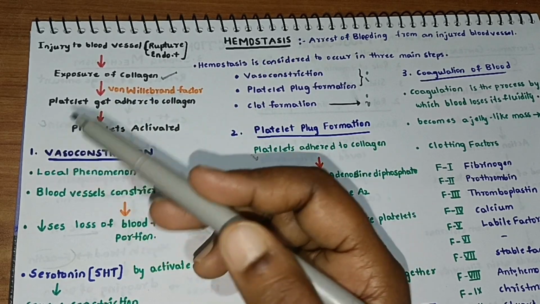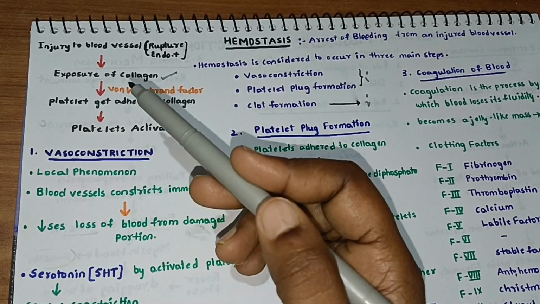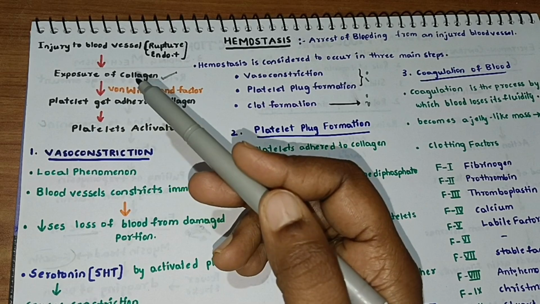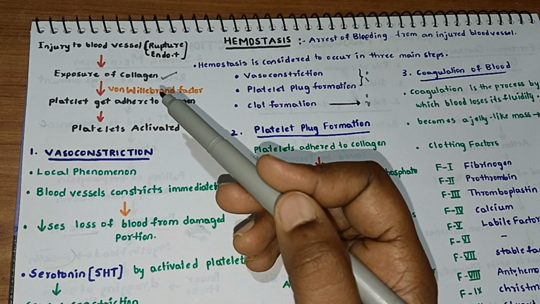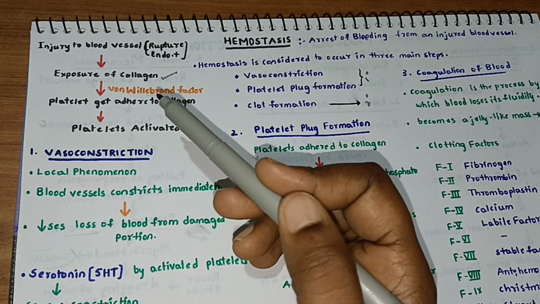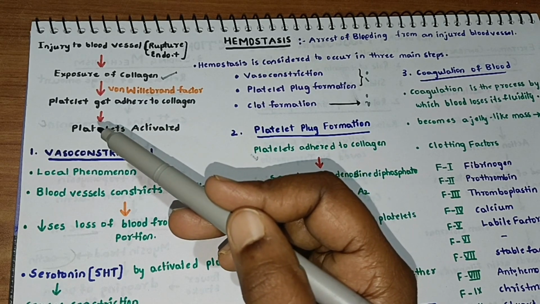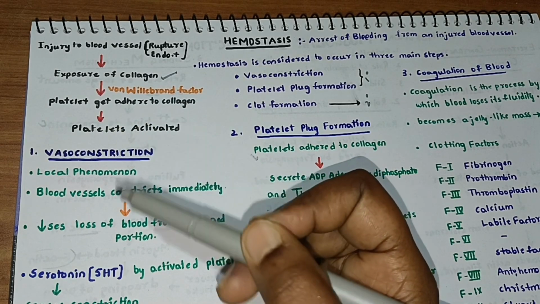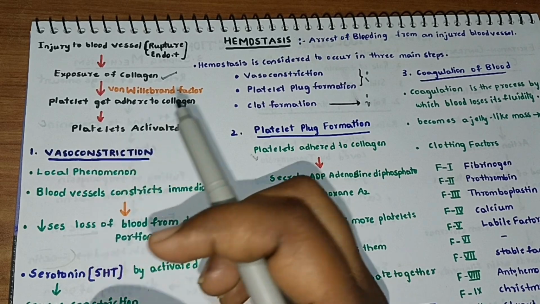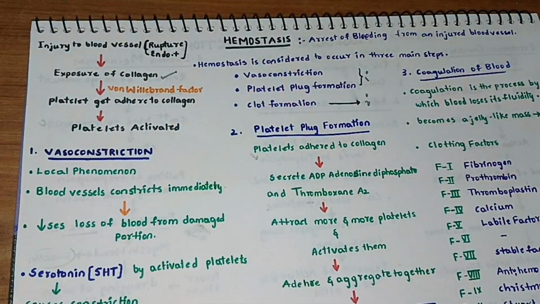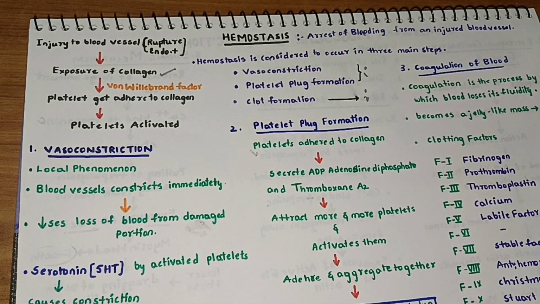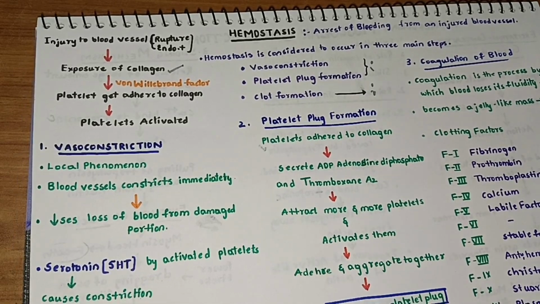The process of platelet adhesion is enhanced, accelerated, by von Willebrand factor. Von Willebrand factor accelerates the process of platelet adhesion to the collagen. Then, when adhered to the collagen, the platelets get activated. Then the first process is what?